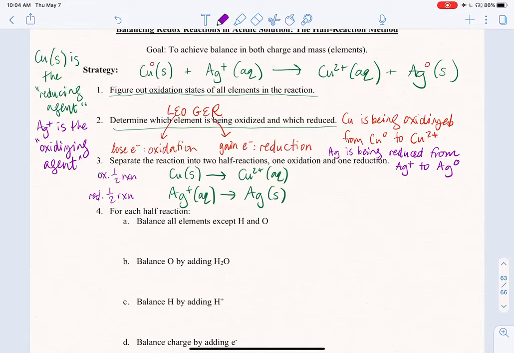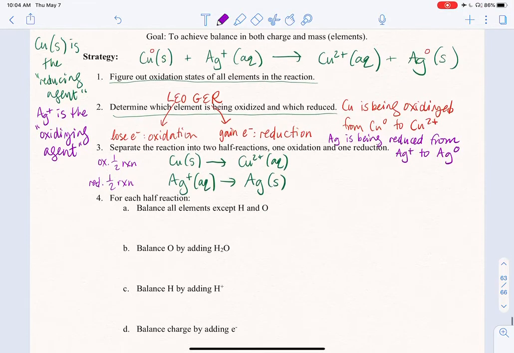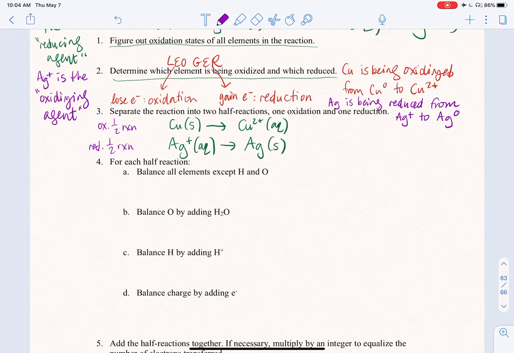Now we go to step 4. For each half reaction, we want to balance all of the elements except H and O. This is very important. You have to do these steps in order, and it will simplify your life enormously. In this case, we have 1 copper on each side, so they're already balanced elementally. Same with silver. We have 1 silver on each side, so we don't need to do anything for that one because they're already balanced.